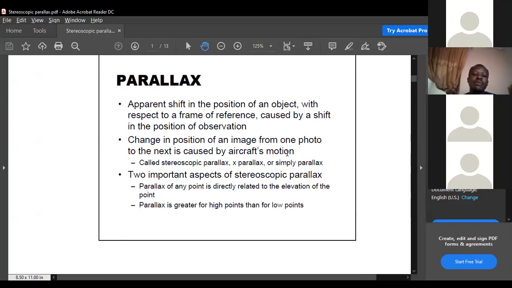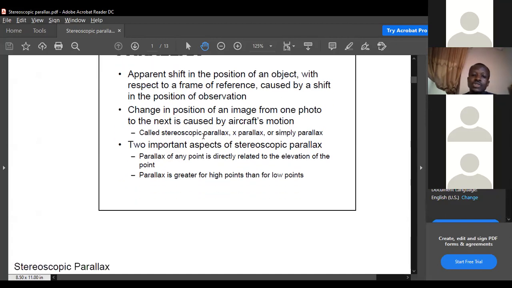The change in position of an image from one photo to the next is caused by the aircraft's motion and not by the object itself on the ground. And we call it the stereoscopic parallax, the X parallax, or simply parallax.